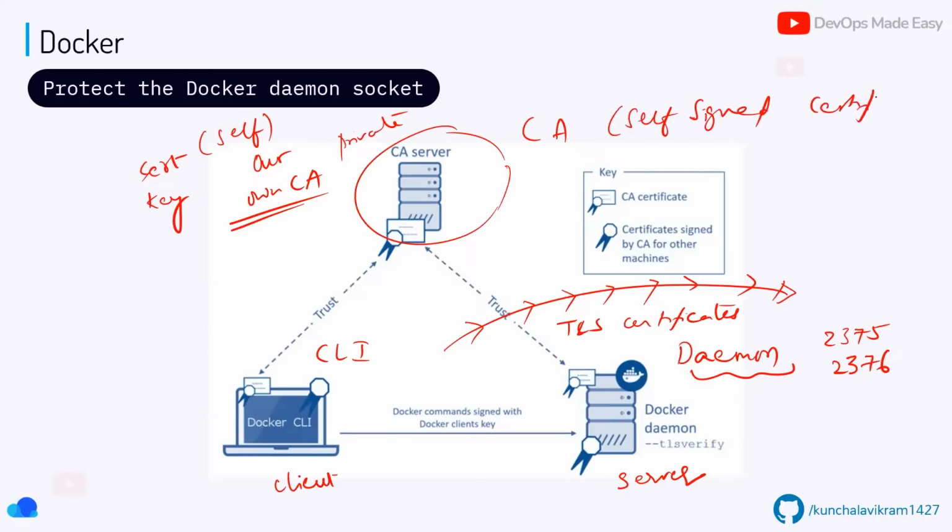Now this CA will sign both our client certificates and server certificates, saying that these certificates are signed by our CA and should be valid and trusted. Okay, got it, guys? Clear?